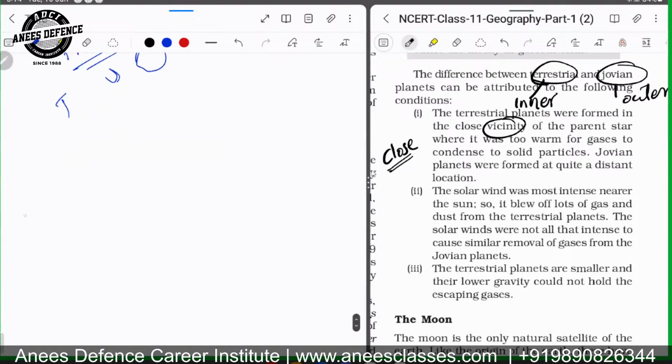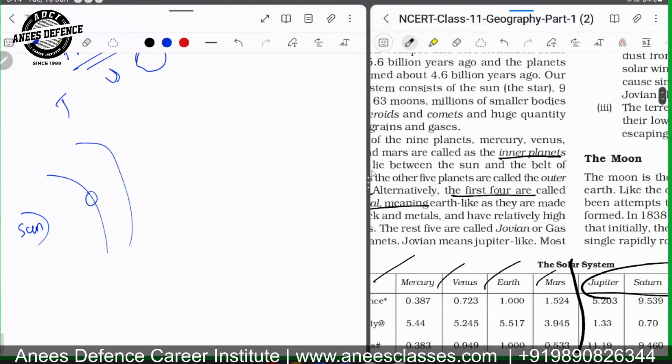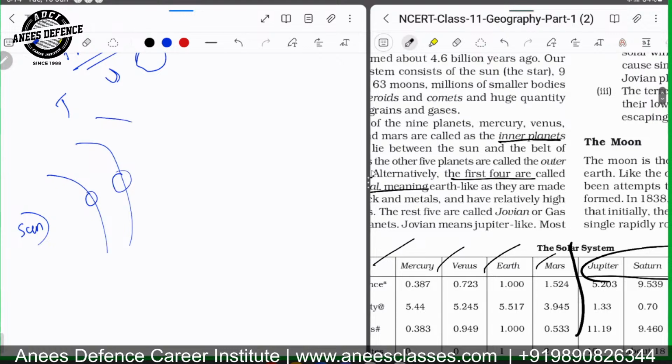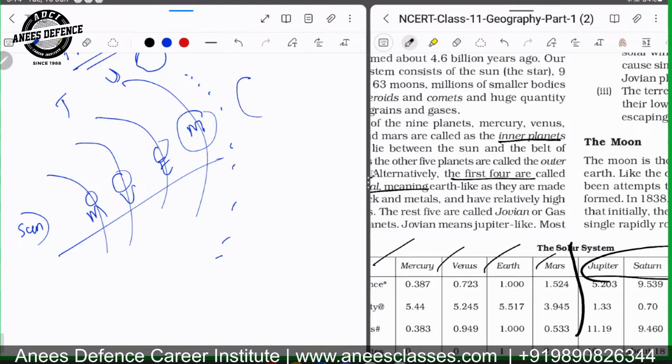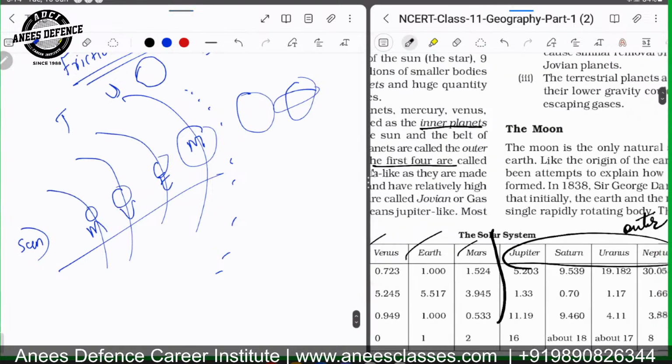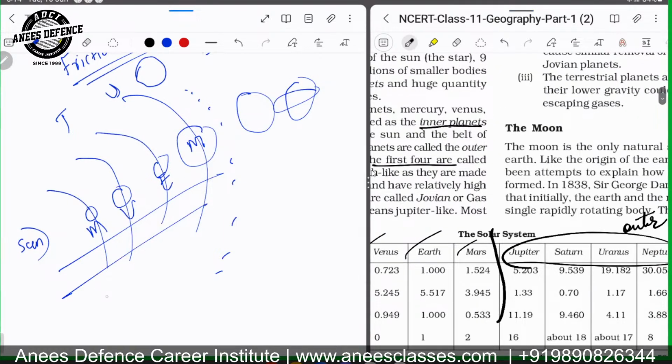Let us say this is the sun, so you have here Mercury, then you will have Venus, right? Then Earth, and then Mars, right? Then you will have the asteroid belt, and then you will have Jupiter, then you will have Saturn, like that. So these are called terrestrial or inner, and these are called Jovian or outer. Okay, this is how it will look.